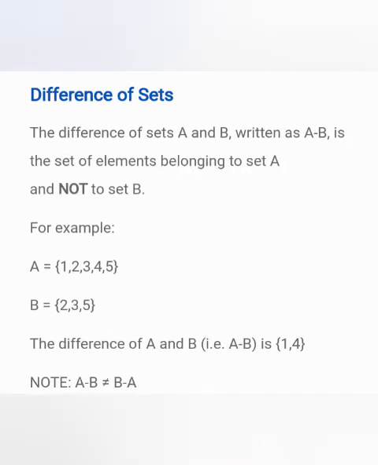Difference of sets. Set A you can see 1, 2, 3, 4, 5 and set B 2, 3, 5. 2, 3, 5 will be eliminated in A minus B, so you will be left with 1 and 4. The difference of the sets A and B is written as A minus B and is the set of elements belonging to the set A and not to set B. Clearly mentioned with the example, 2, 3, 5, that is the elements of B, will be deleted from A.